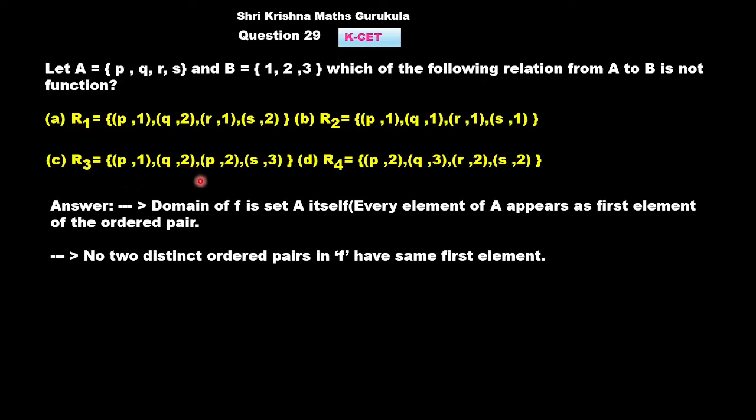Also, the second condition is violated. That is, P is mapped to 2 elements. P is mapped to 1 and it is also mapped to 2. So that means it is not fulfilling both the conditions. So option C is the relation which is not a function. So our answer is option C.